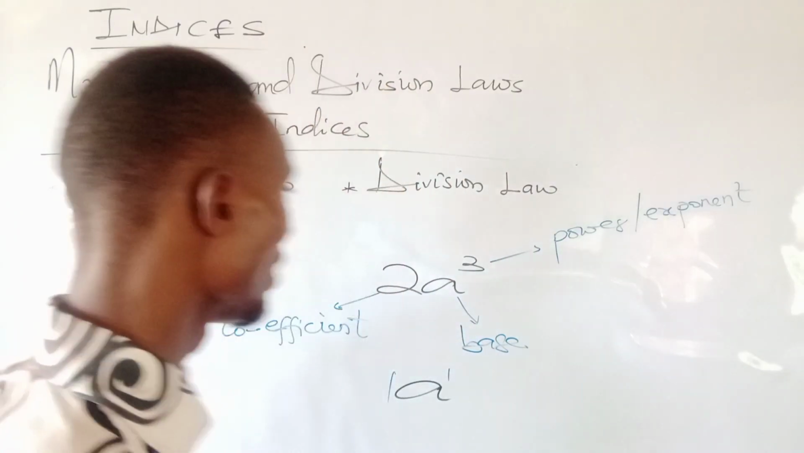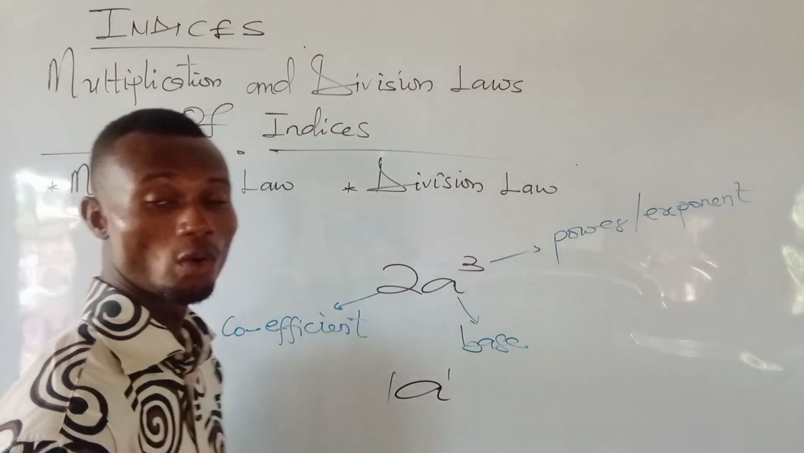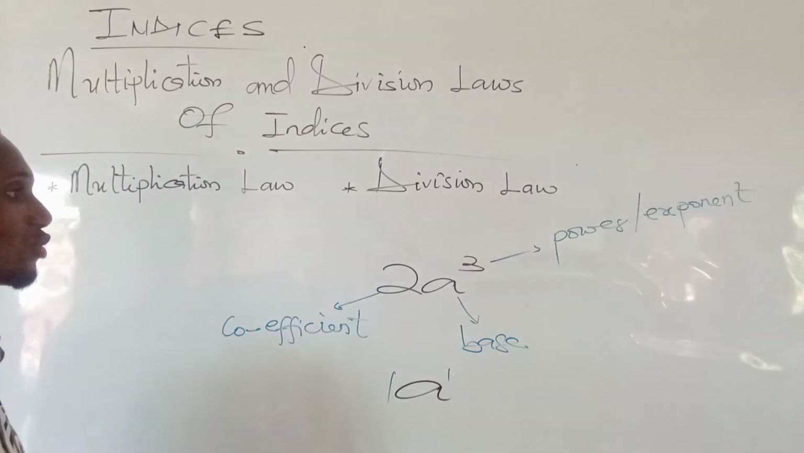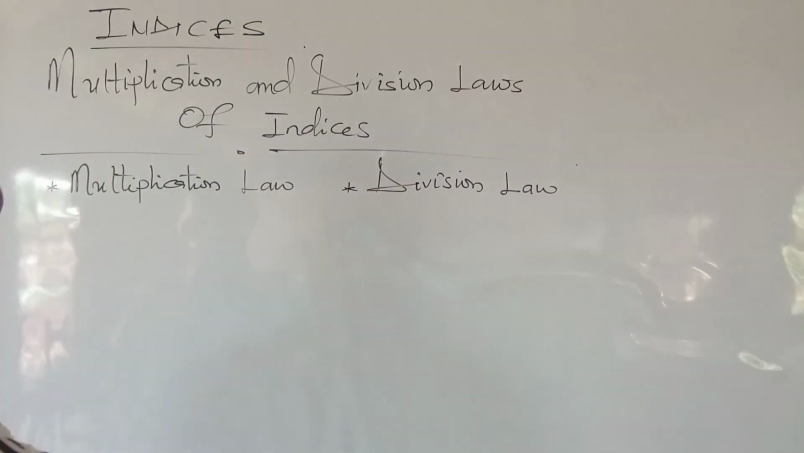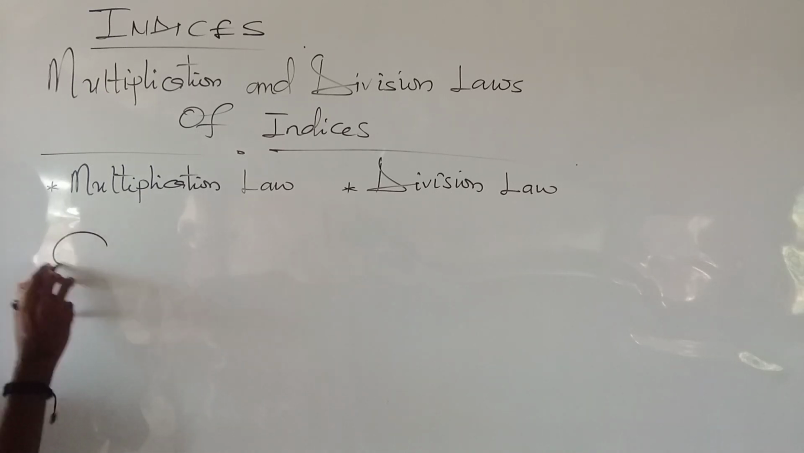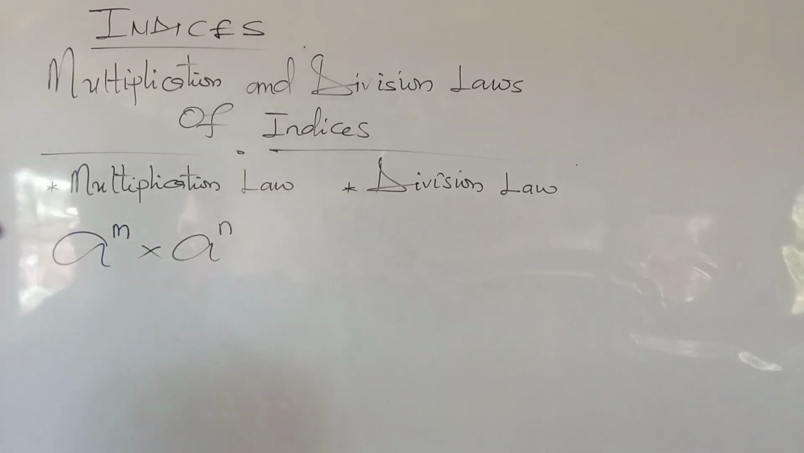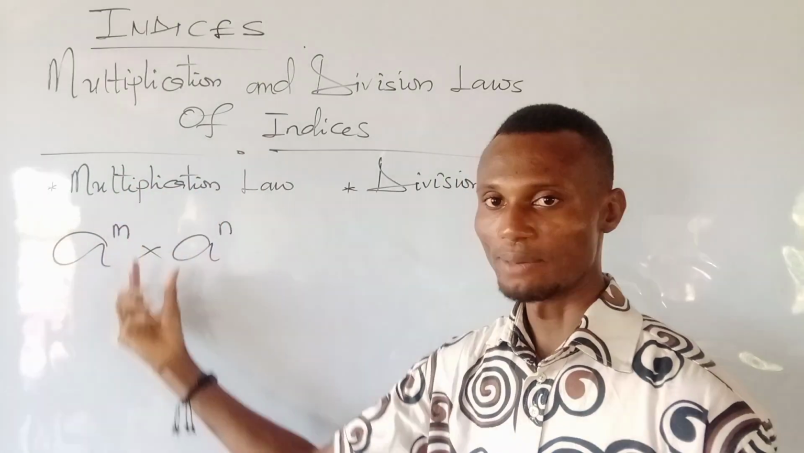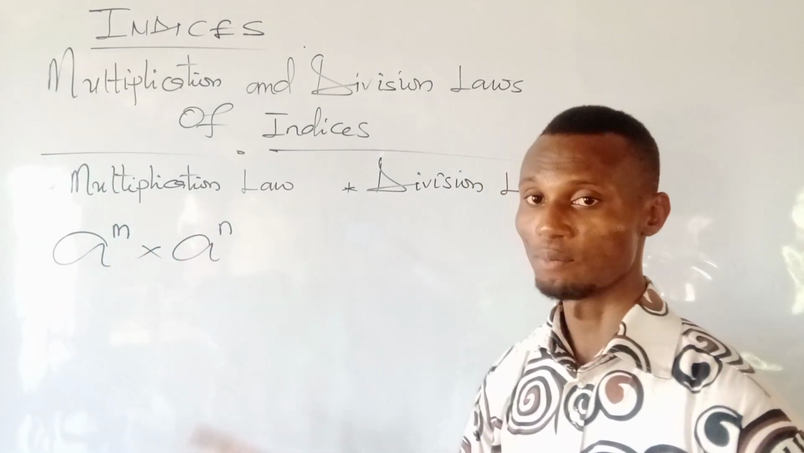So let's go ahead and start with the multiplication law. Let me clean this from here. Hope the explanation is clear and you understand it. So with the multiplication law, we have that when you have a to the power m times a to the power n, you can see they are multiplying. That's why we are doing it under the multiplication law, because it's multiplication. This is what we use to explain the multiplication law to you.